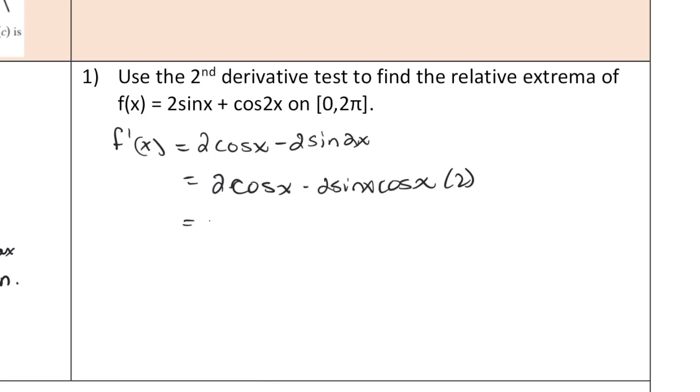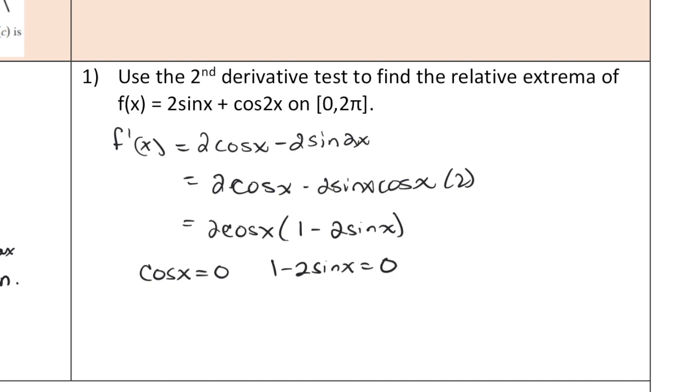Then do a little bit of factoring. We have 2 cosine x multiplied by 1 minus 2 sine of x. To find the critical numbers, we want to know where the cosine of x equals 0 and where 1 minus 2 sine of x equals 0 on the given domain. So the critical numbers occur at x equals pi over 2, 3 pi over 2, x equals pi over 6, and x equals 5 pi over 6.